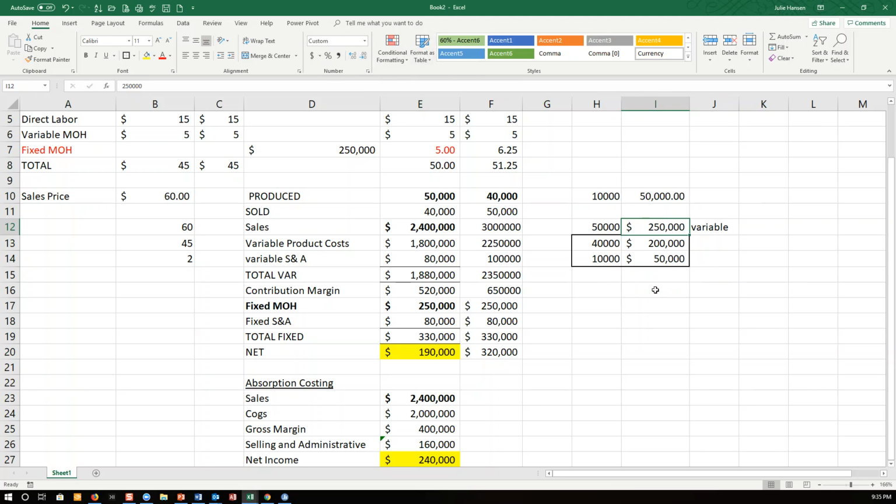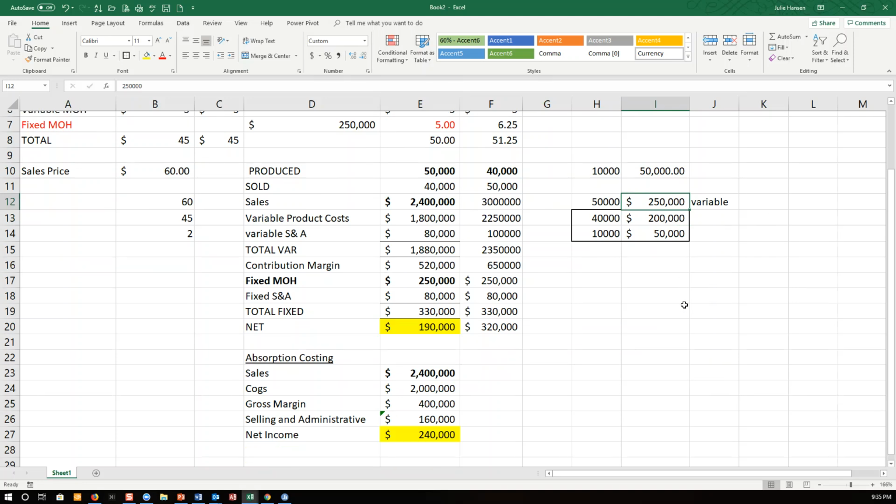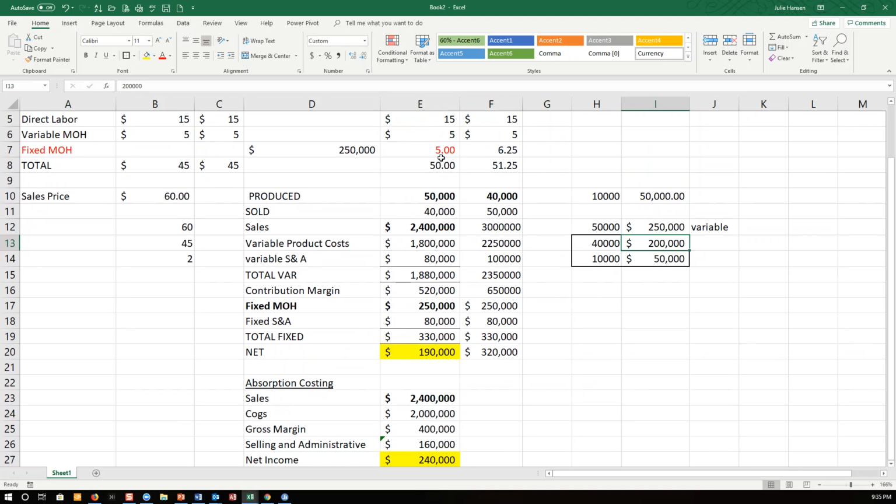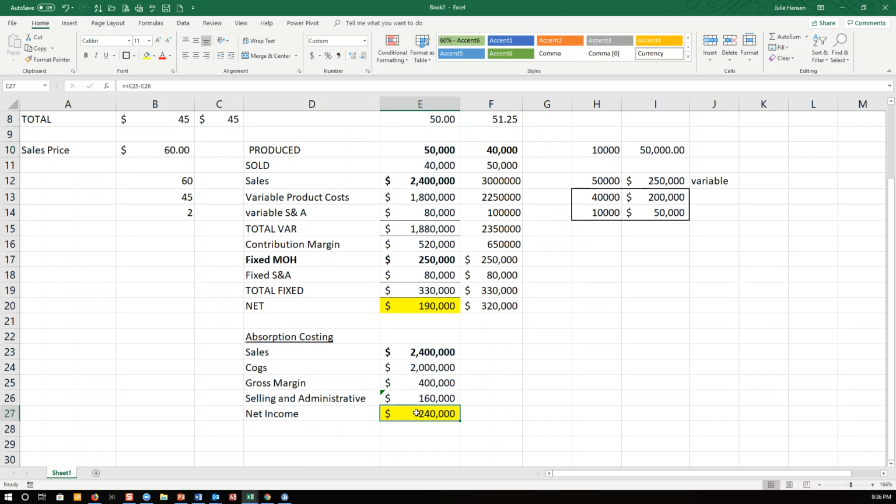However, under absorption costing, only 200,000 of it was expensed, whereas under variable costing, all 250 of it was expensed. So you can see down here, this cost of goods sold only includes $200,000 of the fixed manufacturing overhead, okay? Whereas under the variable, do you see that? That whole 250 went. All right, so that's why I have this 10,000 units left in my ending inventory, and that is valued at $50,000 extra on top. The variable costing still had a cost attached to those ending units, but when it comes to the absorption costing, it just has a little bit more costs. So that's why you can see the difference between 240 and 190.